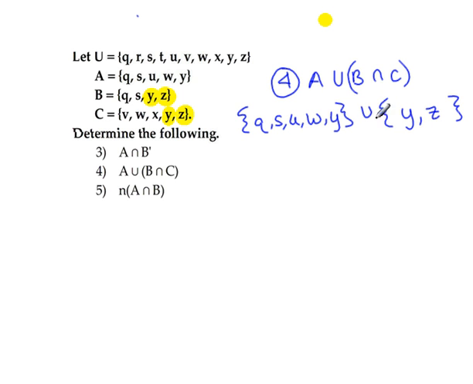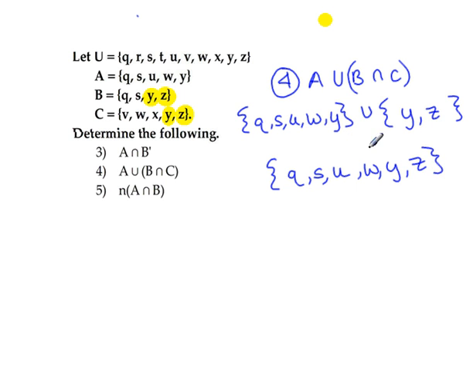And now we want to find the union. Now the union is going to take every element that's in set A as well as every element that's in the intersection of B and C. So it's the set that contains all of those elements. If I was listing all of the elements contained in both sets, I would have Q, S, U, W, Y, as well as a Z.